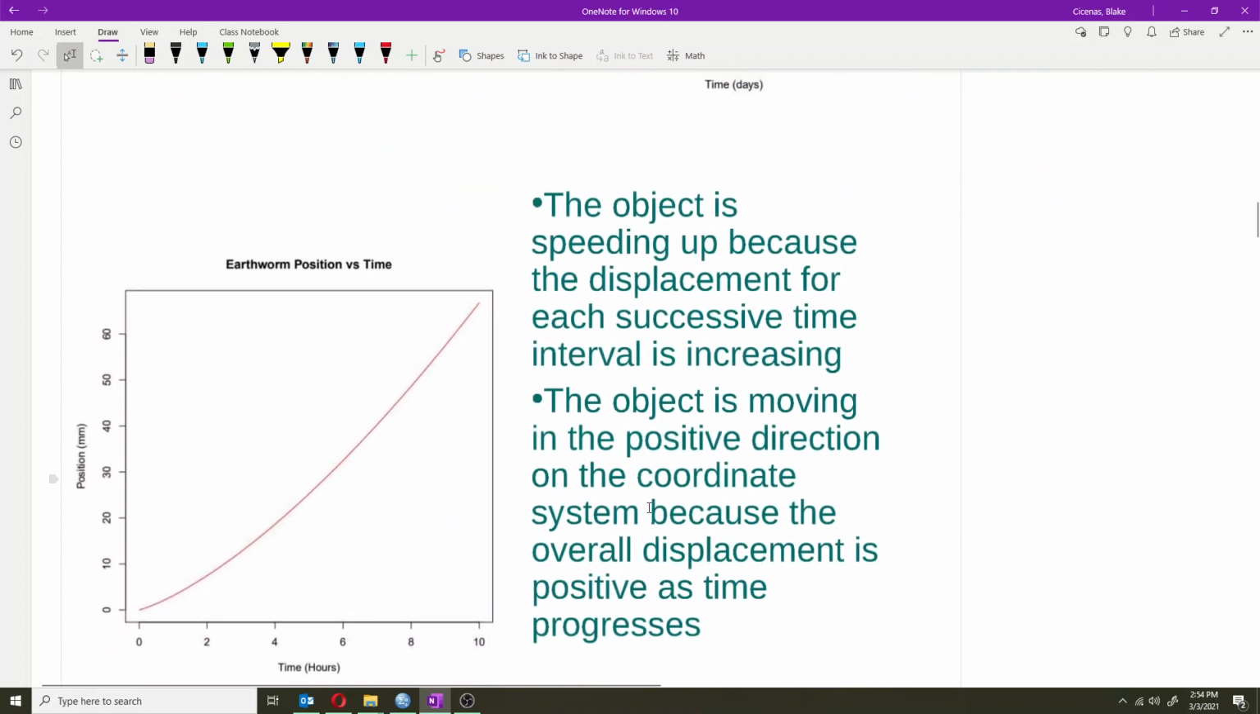The object in this case is speeding up because the displacement for each successive time interval is increasing. Another way of knowing if something is speeding up or slowing down is by looking at the slope. If I were to find the slope at this point, it looks like this. At this point, it looks like this. At this point, it looks like this. So the slope is getting steeper and steeper, and that's how we know it's speeding up.